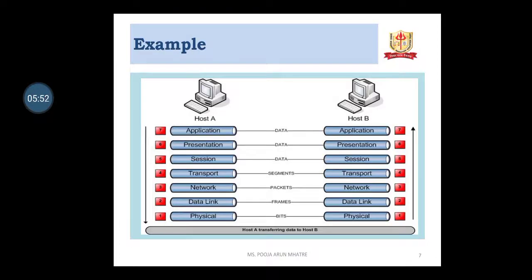Example of data link OSI model. Here the diagram shows the communication between host A and host B. Host A sends a message from top to bottom, and the receiver, host B, receives the message from bottom to top.